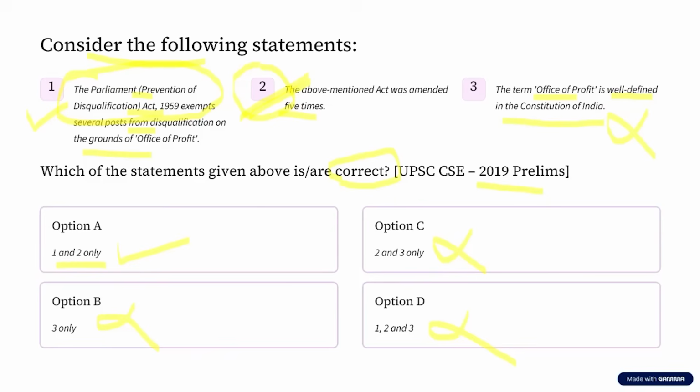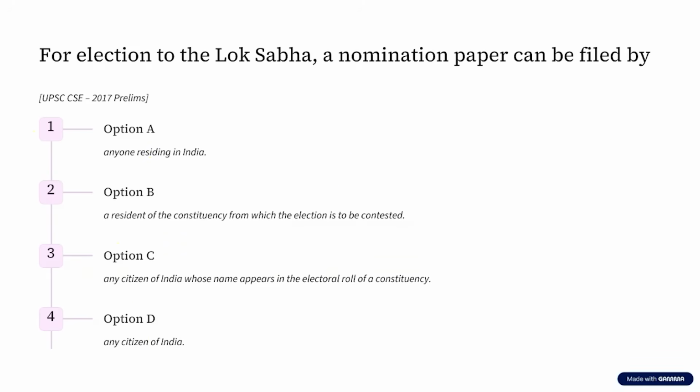Now, let us come to the next question. This is of 2017 prelims. Now, for election to the Lok Sabha, nomination paper can be filed by whom? Now, what is this nomination paper? Nomination paper means, let us assume tomorrow you want to contest in Lok Sabha election. If you want to contest in Lok Sabha election, you have to apply for that, right?